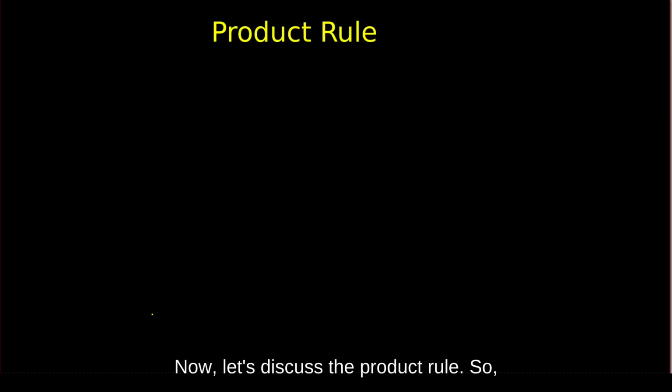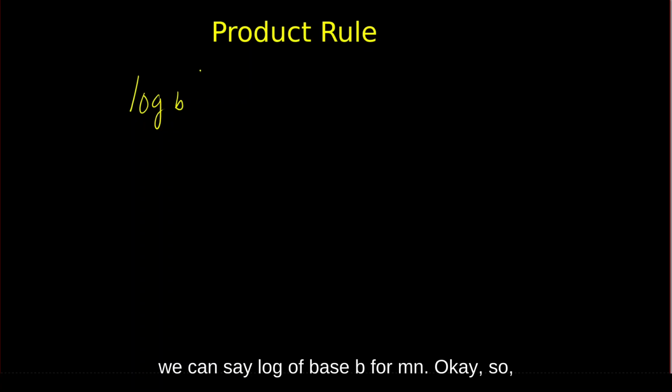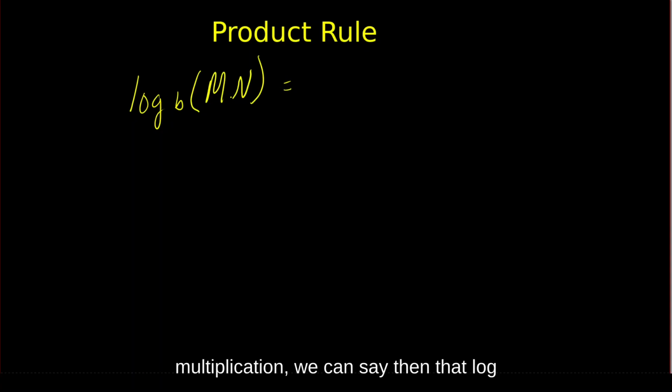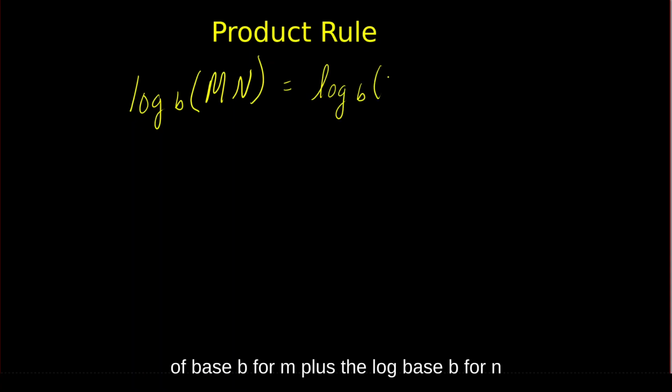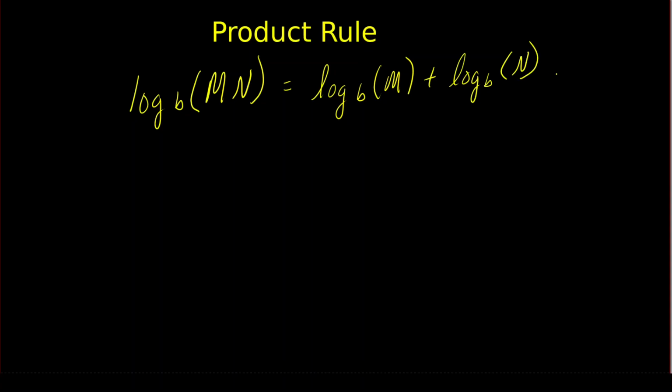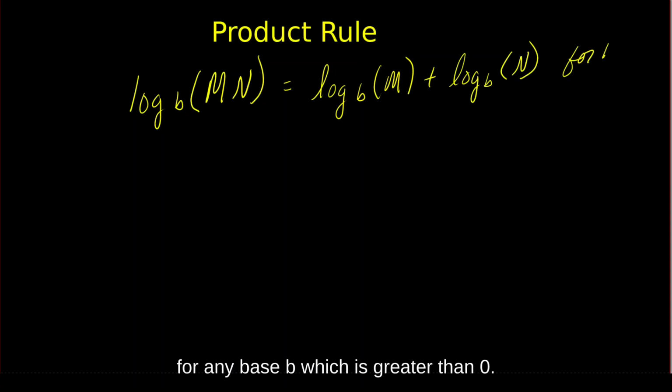Now let's discuss the product rule. So we can say that log base b of mn. Okay, so we can break this apart. Since this is multiplication, we can say then that log base b of m plus the log base b of n, for any base b which is greater than 0.